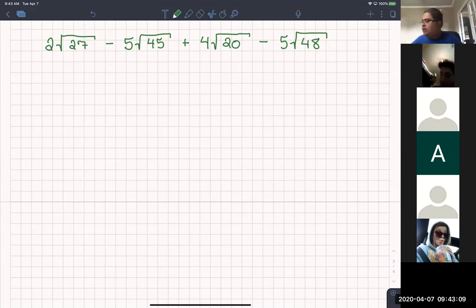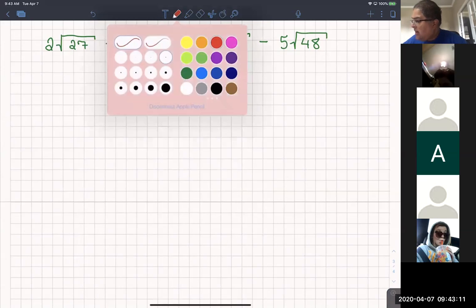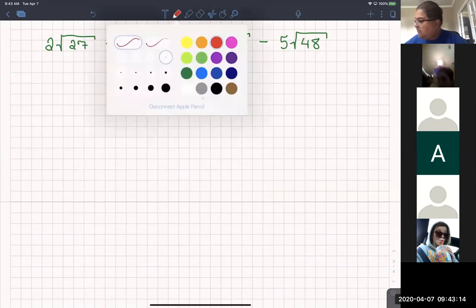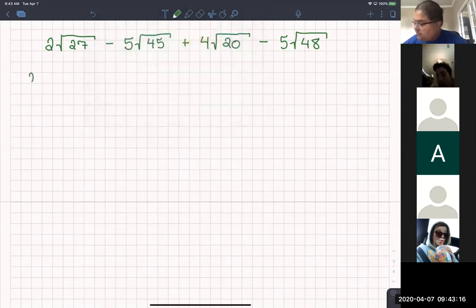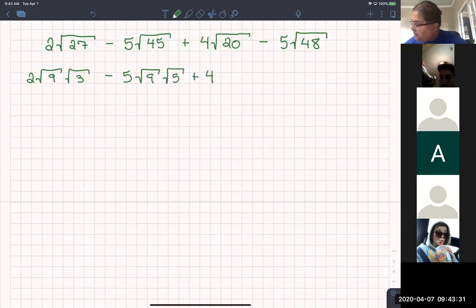Okay, so let's get started. How do we simplify these? How can I separate 27? 9 and 3. How do I separate 45? 9 and 5. How do I separate 20? 4 and 5. Okay, and how do I separate 48? 12 and 4.